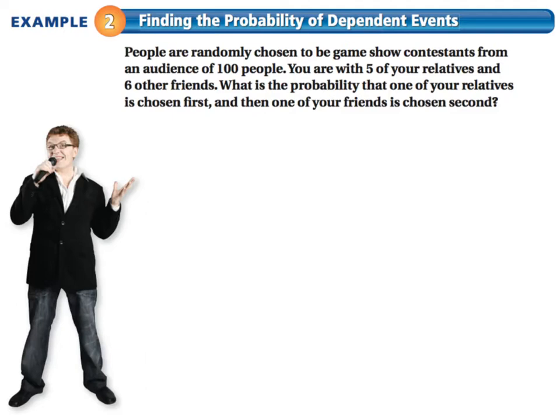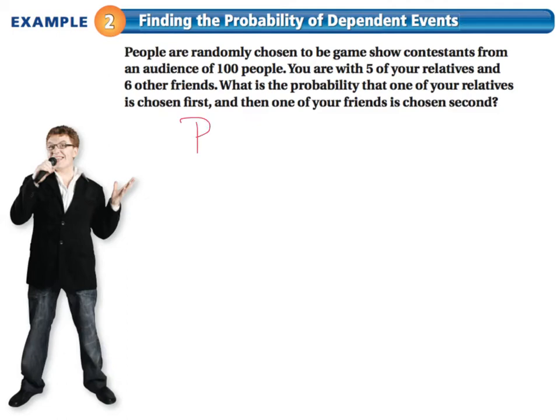All right, so now we're going to talk about the probability of a dependent event. People are randomly chosen to be game show contestants from an audience of 100 people. You are with 5 of your relatives and 6 other friends. What is the probability that one of your relatives is chosen first, and then one of your friends is chosen second? Well, here's what we have to look at. Choosing an audience member will change the number of audience members left. So the events are dependent. So if we have 100 people and one person is chosen, that affects how many people are left. There's now 99. So it is going to be a dependent event.